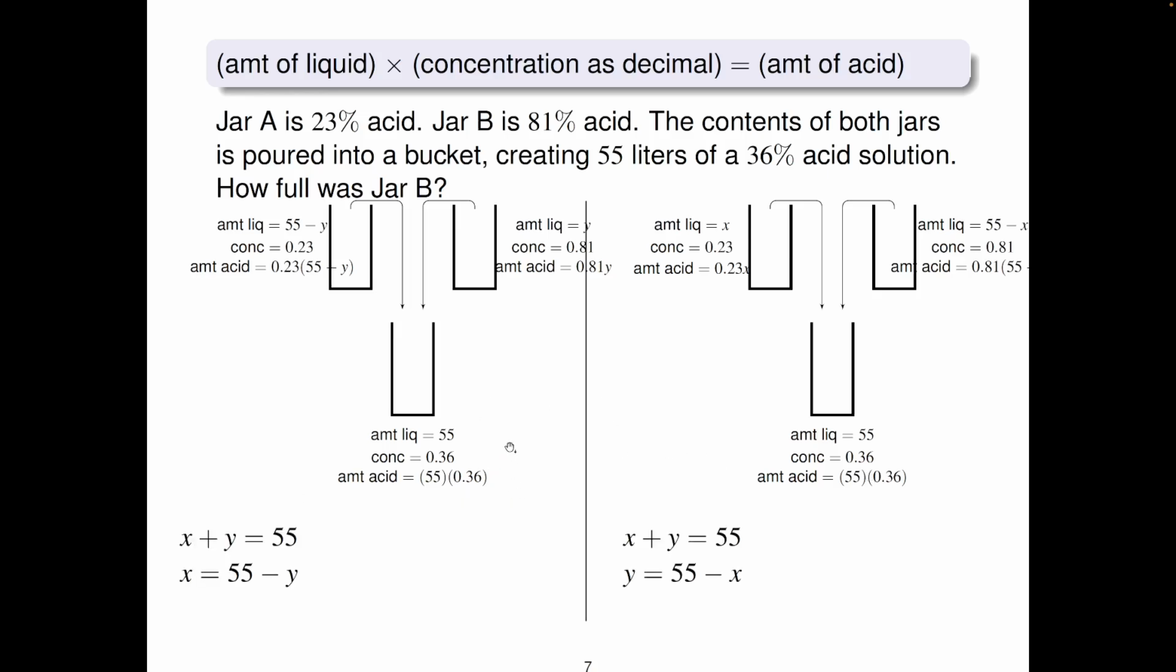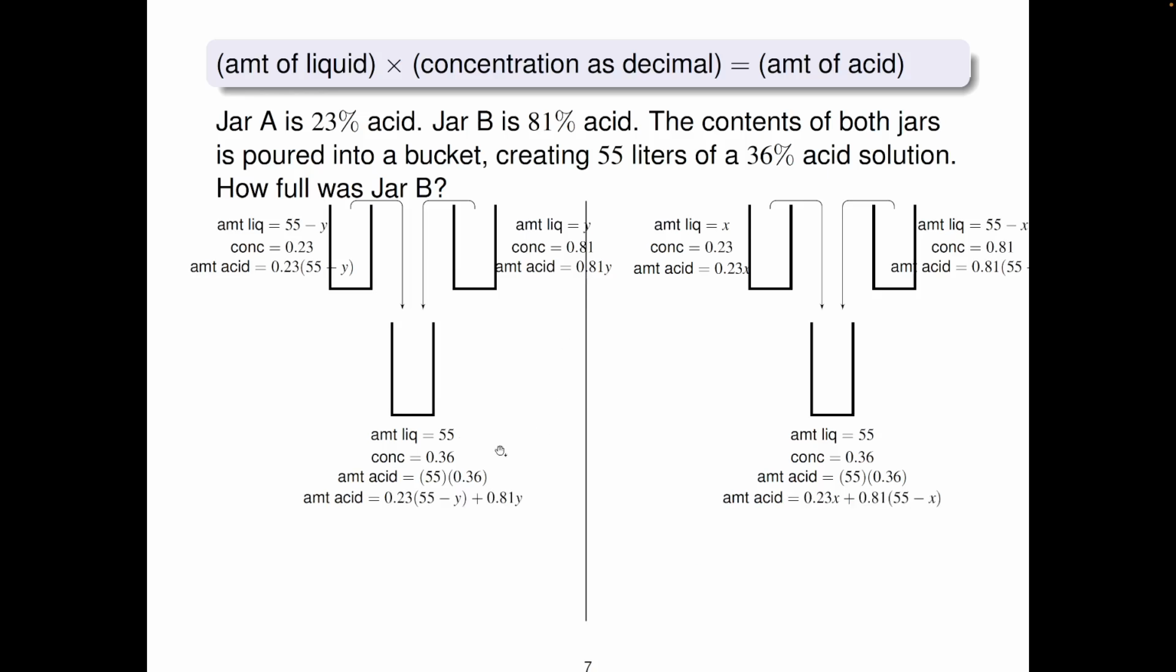And then finally, the amount of acid in the bucket has been written here, and in the other version, the amount of acid is also just how much acid is contributed here added to how much acid there. So I took this plus that and wrote it here, and in the other version I took this plus that and wrote it here. So even though it cut off there, you can see what it looks like here.